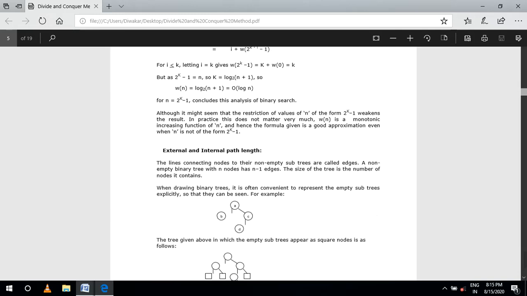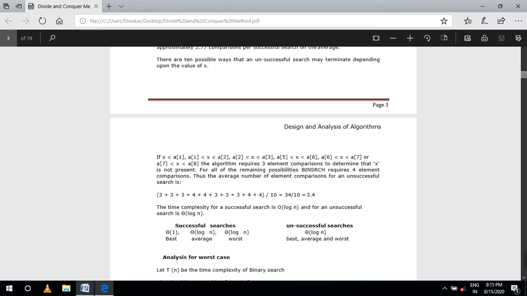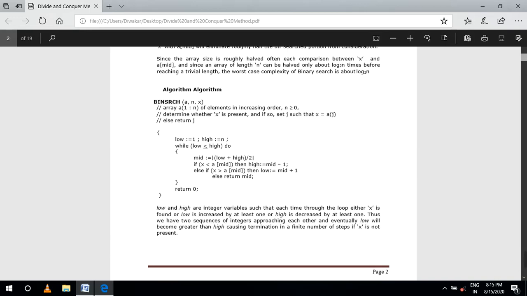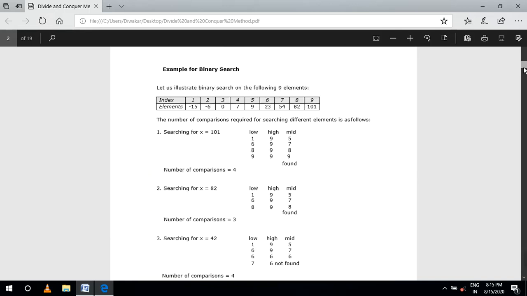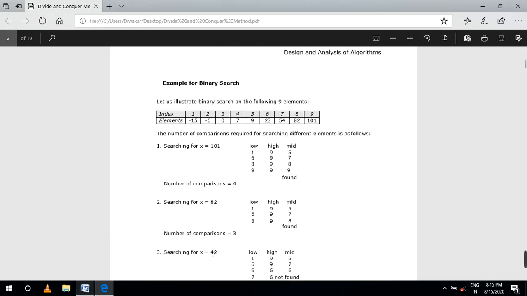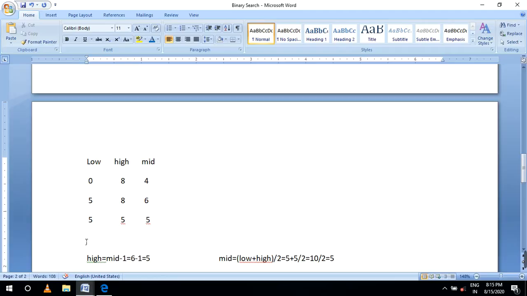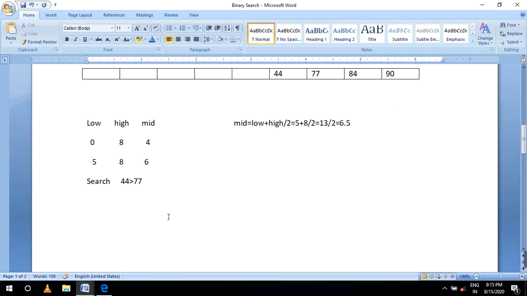It is very important. You are understanding the formula: mid value equals (low plus high) divided by 2. Then in this formula you declare low equals mid plus 1, high equals mid minus 1. This is the logic. Binary search is very simple and very important. This is the logic.